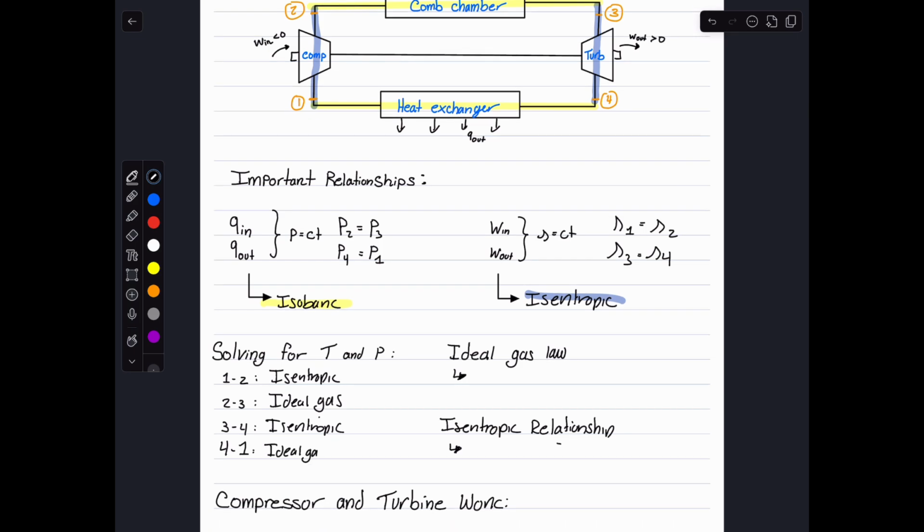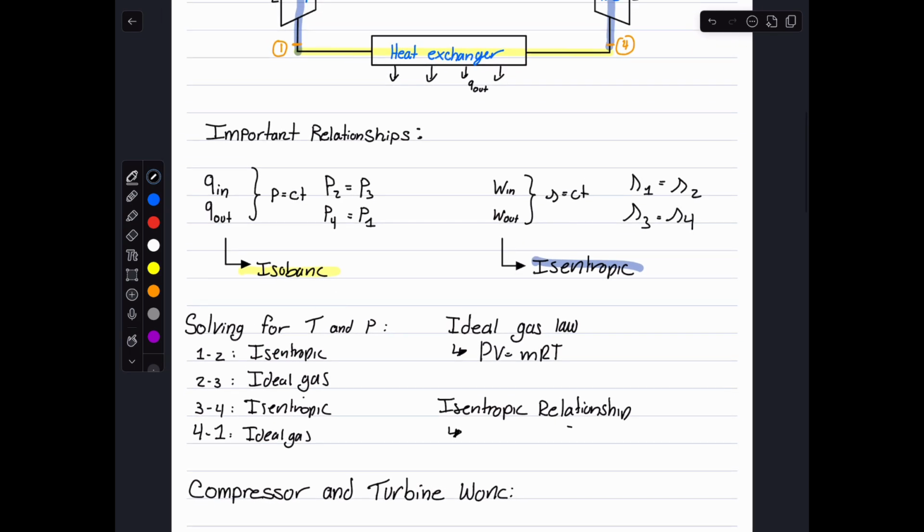We know the ideal gas law, it's PV is equal to mRT. And for the isentropic relationship, we need to use the one with temperature and pressure. And so we use T2 over T1 is equal to P2 over P1 to the power K minus 1 over K.